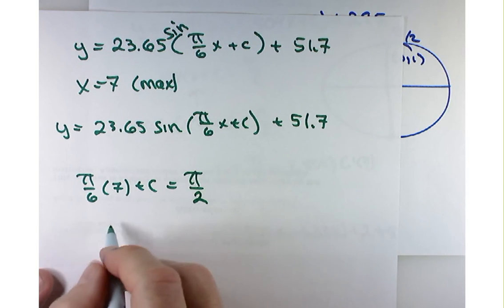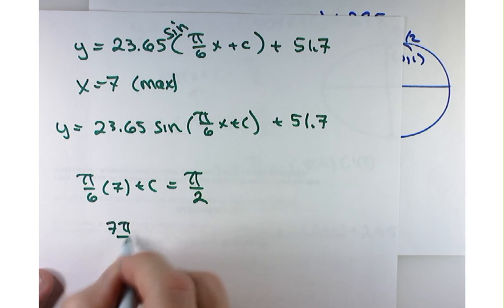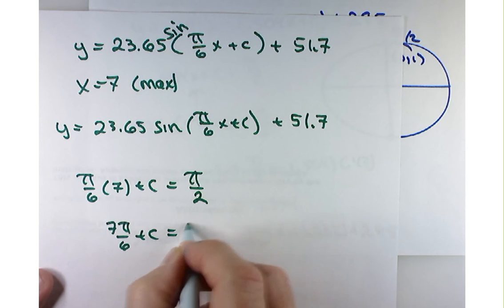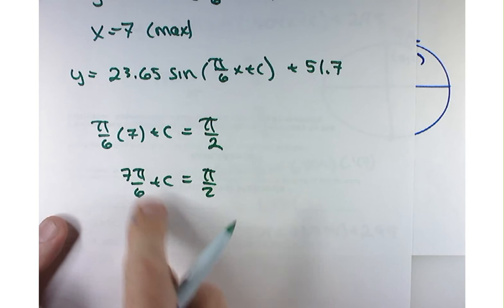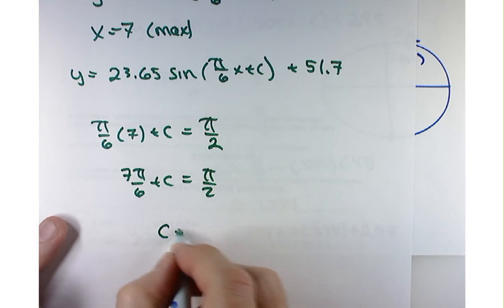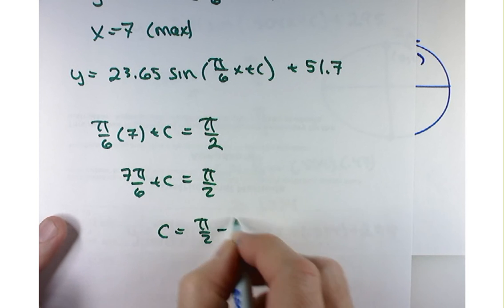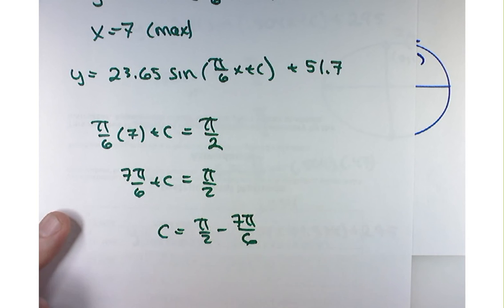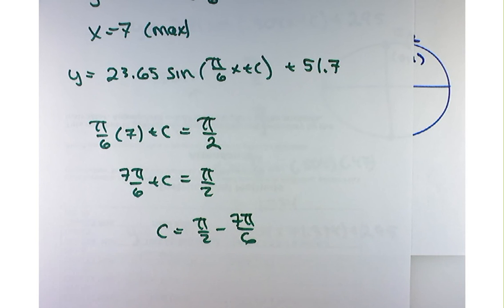So I get 7 pi over 6 plus c equals pi over 2. If I move that to the side, I get c equals pi over 2 minus 7 pi over 6. And that's how I'd solve.